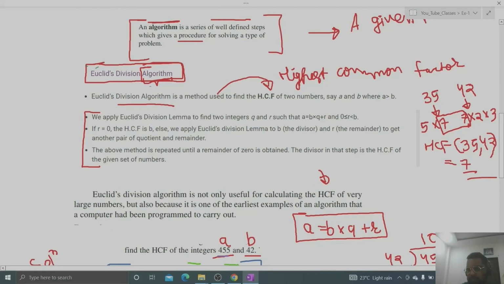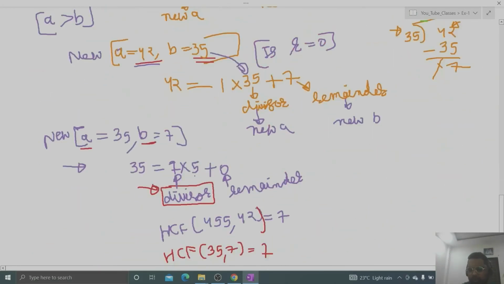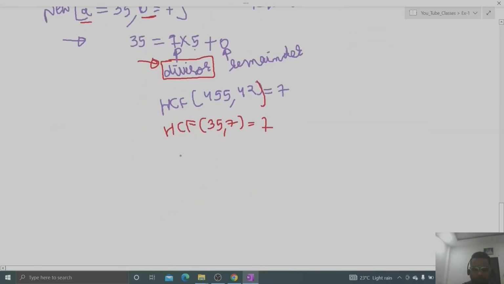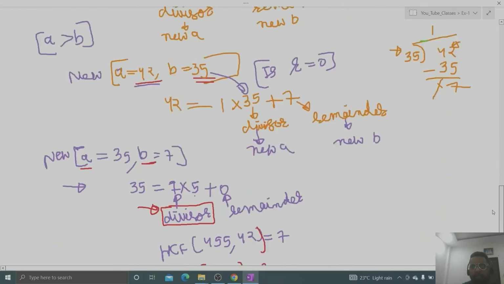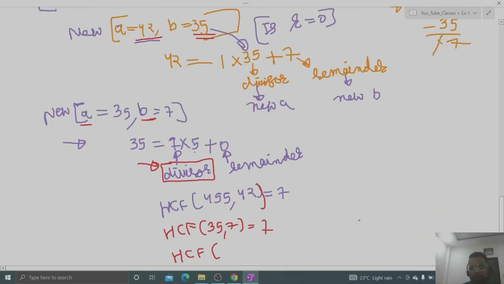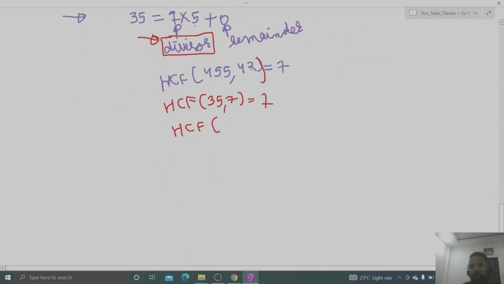I gave this example at the very start: the HCF of 35 and 42 is 7. So in these steps of Euclid's division algorithm, the HCF of each new a and b is the HCF of the last new a and b. What I mean is, whatever HCF we find at the last step is the HCF of all the new a and b of that particular problem.